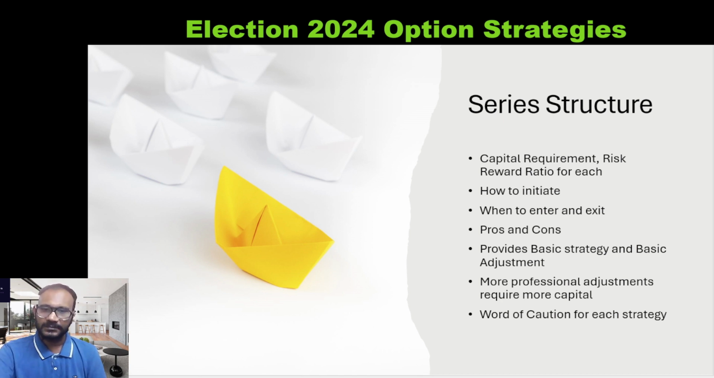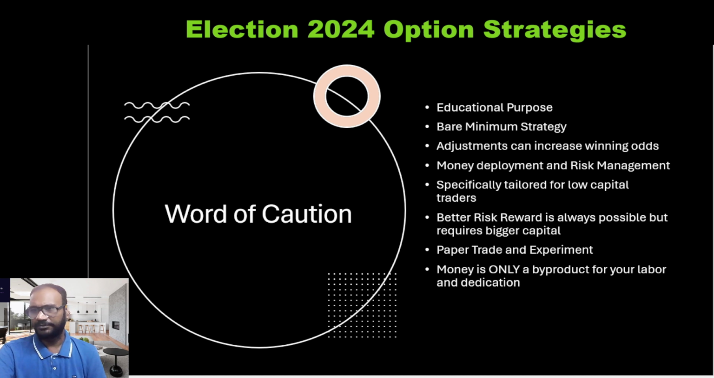So finally, a word of caution. Again, this is only for educational purposes. We are talking only about the bare minimum strategy. Adjustments can increase the winning odds, but then you need more money. And all this involves the right amount of money deployment and risk management.